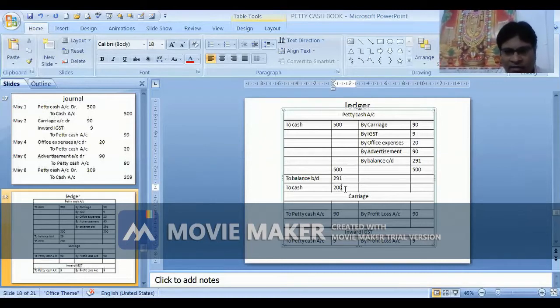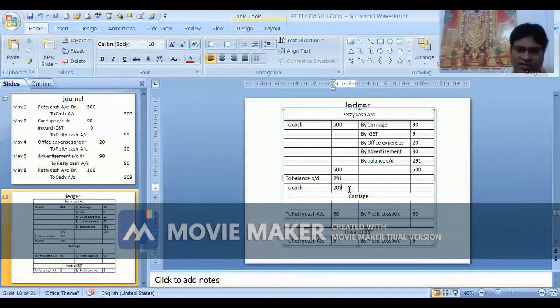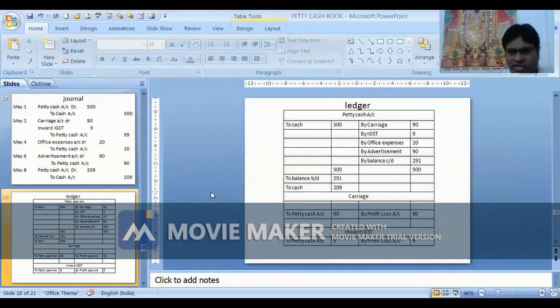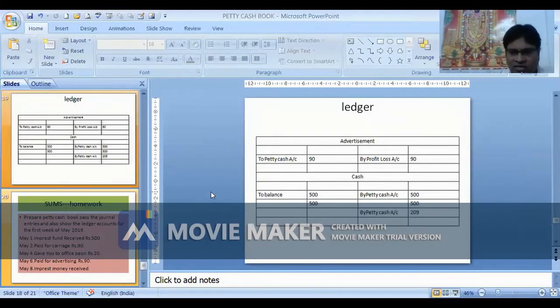209 rupees. Then carriage account we have opened. We have written to petty cash. See, over there we have done by carriage, to petty cash, and to transfer it in profit and loss account 90 rupees. Then inward IGST by petty cash 9, and by profit and loss account 9 rupees. Then we have the next one. We have to petty cash in advertisement, and by profit and loss account 90 rupees.